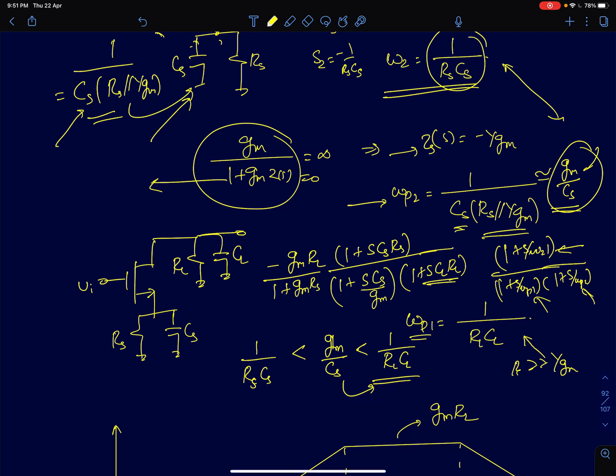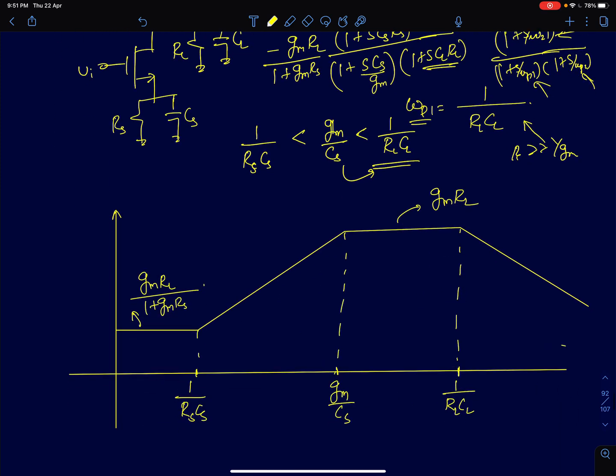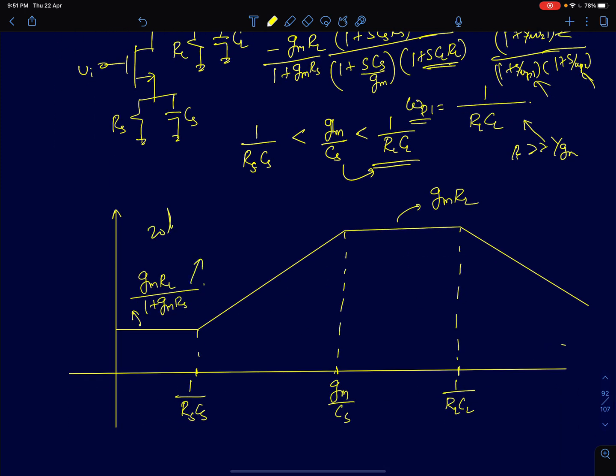Now with this knowledge, we will try and find out the Bode plot. First the DC gain: I am going to take 20 log of this quantity, 20 log mod of GMRL upon 1 plus GMRS. This is the DC gain. Now first we encounter the zero, so the transfer function starts increasing with a slope of plus 20 decibels per decade. It keeps increasing till the point it encounters the pole. After it encounters the pole, it will try to decrease the transfer function at the rate of 20 decibels per decade, while the zero will keep increasing it at the rate of plus 20 decibels per decade. So the growth due to the zero will cancel out with the decline due to the pole, and it will remain constant.